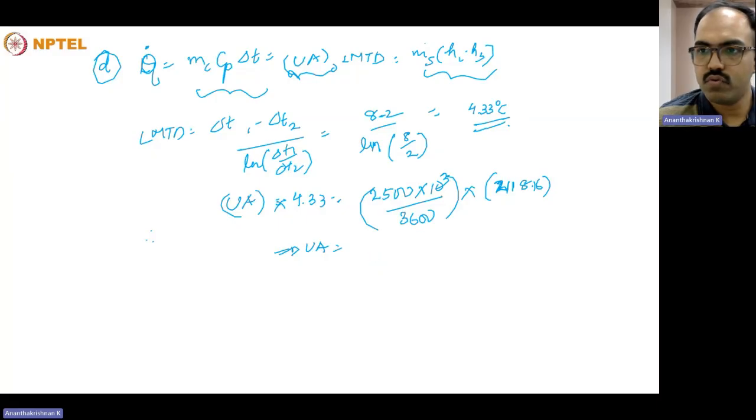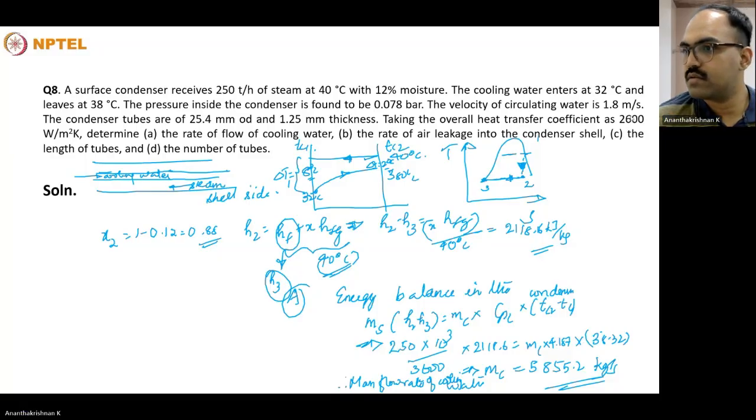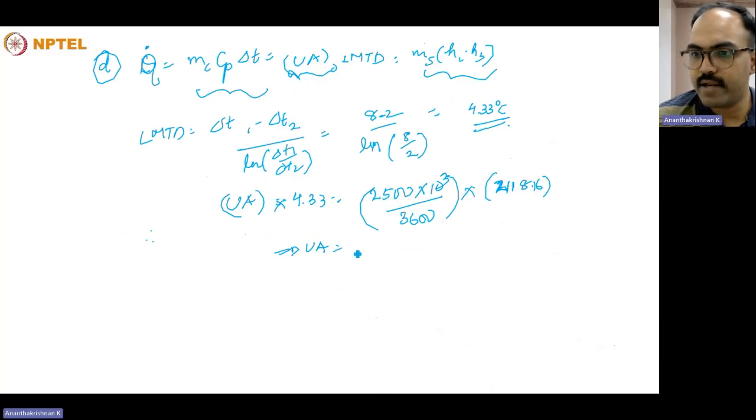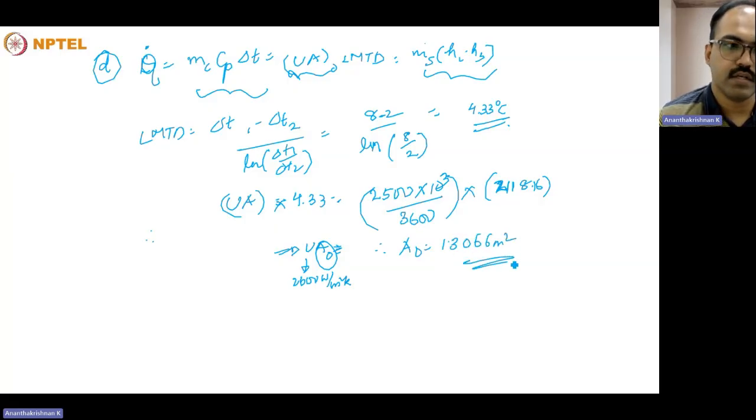We know the value of U that's given in the problem, that is the overall heat transfer coefficient, given as 2600 watt per meter squared Kelvin. So this one will be, and then we can get the outer area. Therefore, the outer area will be equal to, solving this, we'll get it as 13,066 meters squared.